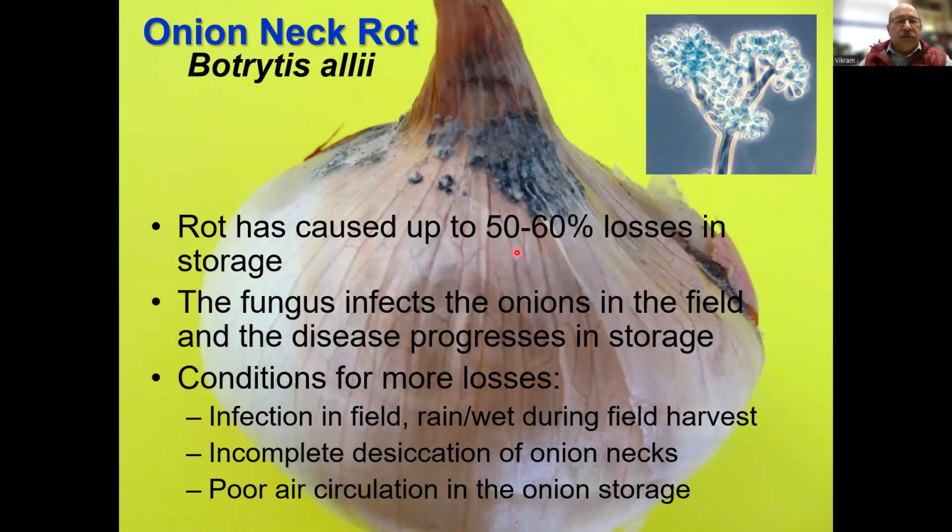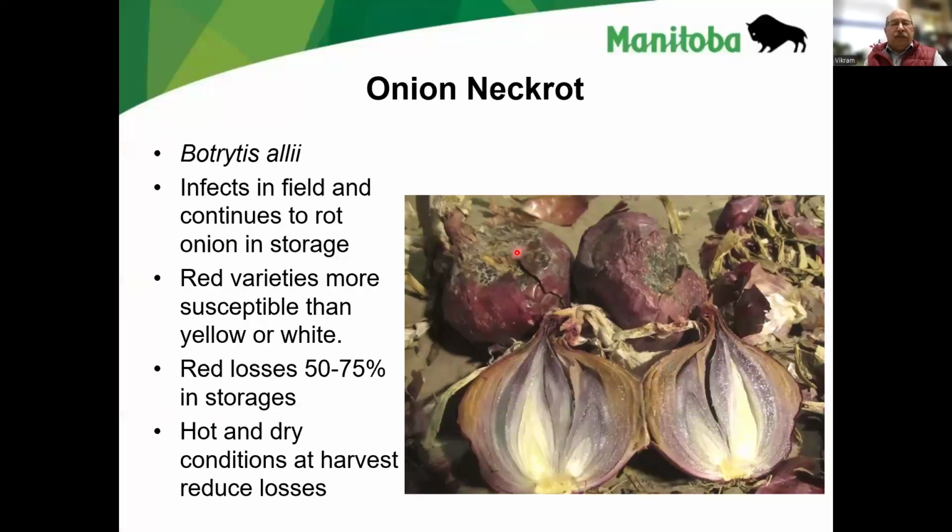And there will be a detailed talk on this disease in the coming week. Dr. Poonam Singh will be talking about the disease in much more detail. Just wanted to let you know, red varieties are more susceptible than the yellow or the white, and the losses in the reds have gone up to 75%. So basically, after all those expenses and putting them in the storage, the crop was lost.